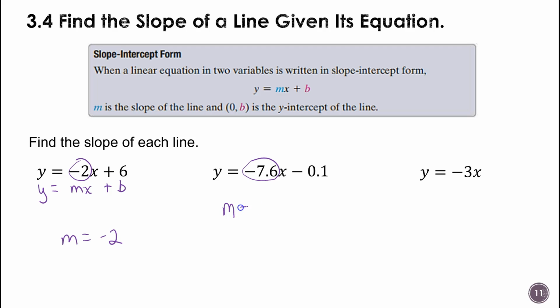And we can see that the slope of this line is -7.6. And then the last equation, oh, and also the y-intercept on this one would be at 0.1. So it would be 0, 0.1, and the first one would be 0.6. This one doesn't have anything out there, so the y-intercept would be at 0, 0. And my slope is -3.